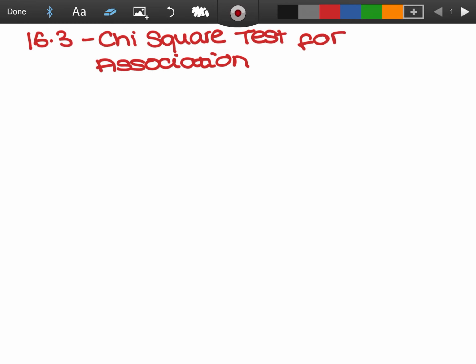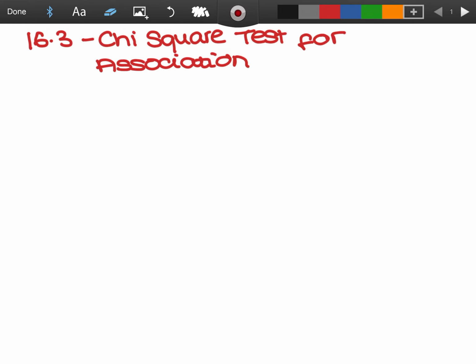For example, you could do gender and type of music. That's two types of qualitative variable. Each one has multiple different things that it can be. So gender can be male or female, and type of music, you can have country, jazz, classical, etc. What we're going to look at is the link between these two qualitative variables.